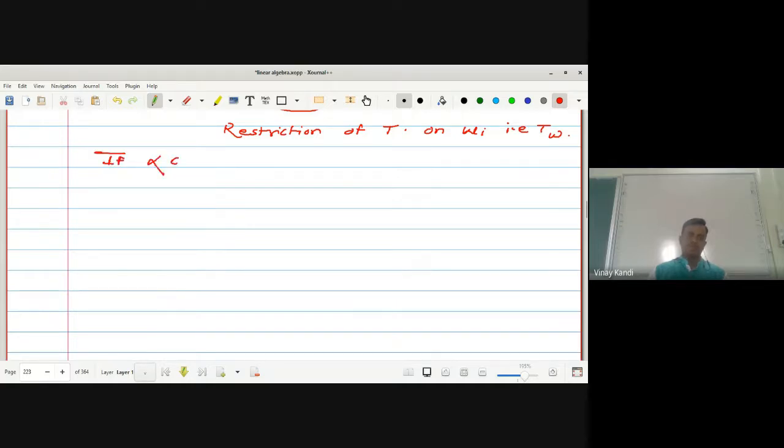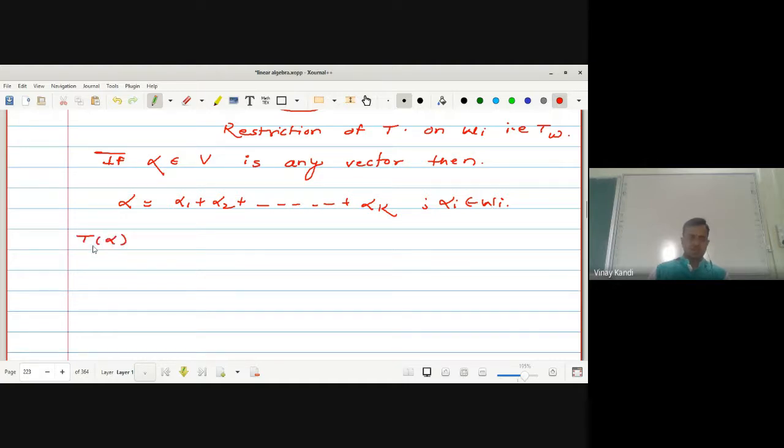If alpha belongs to capital V, it's any vector. Then what is alpha? V is the direct sum of all the subspaces. That means we can write alpha is equal to alpha 1 plus alpha 2 plus up to alpha k, where each alpha i belongs to Wi. Okay. So what is T of alpha? Apply this operator on alpha. So what is T of alpha? This is T of alpha 1 plus alpha 2 plus up to so on.